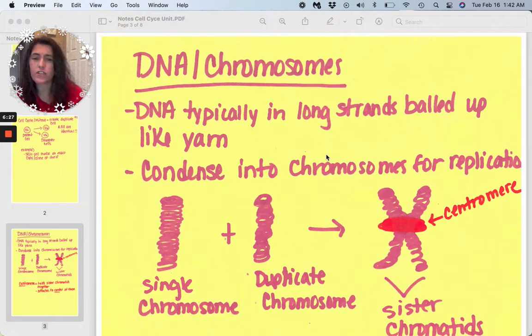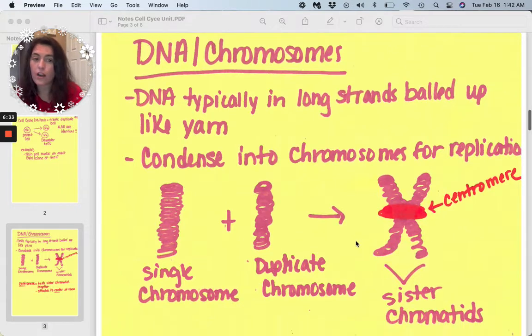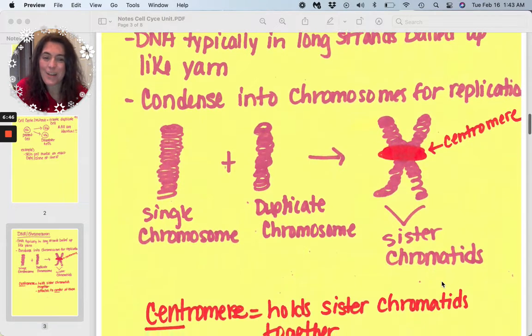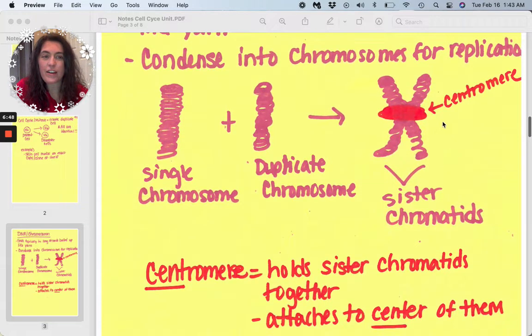And so this is just our sketch here of a single chromosome. You duplicate that chromosome, and then you get that really cool centromere that holds it together, like a little inner tube holding those little sister chromatids together. Again, sister chromatids, I don't know why they're not brother chromatids, whatever. We're going to go with it. But they're called sister chromatids. And again, that centromere here attaches to the center of them.